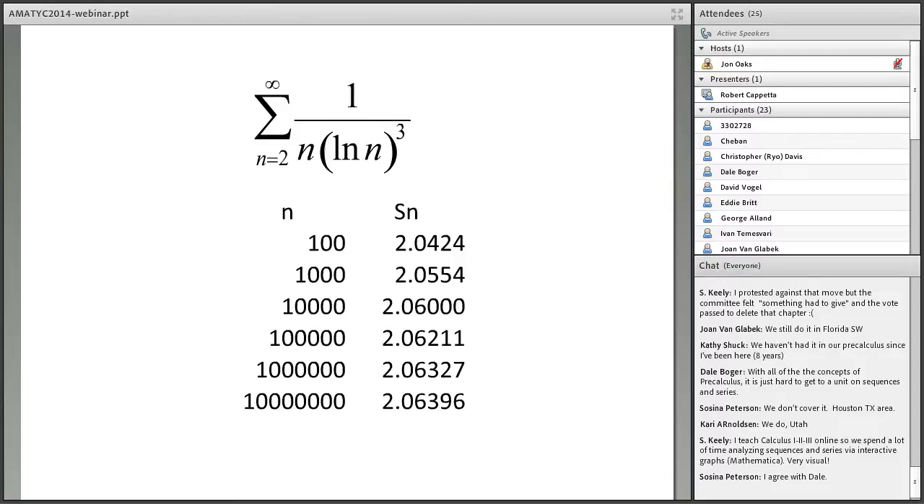And I mentioned tables. Here is a list of numbers for 1 over n times log n cubed, and how that's behaving. Might a student hypothesize here that those numbers indeed are stabilizing, that the limit as n goes to infinity of s of n seems to exist? This is not a proof. This is helping the students make a conjecture.